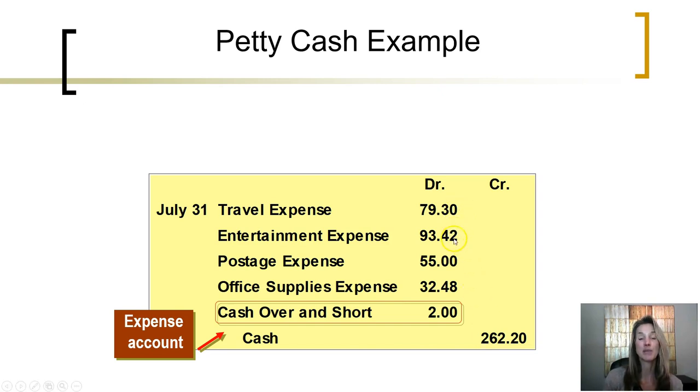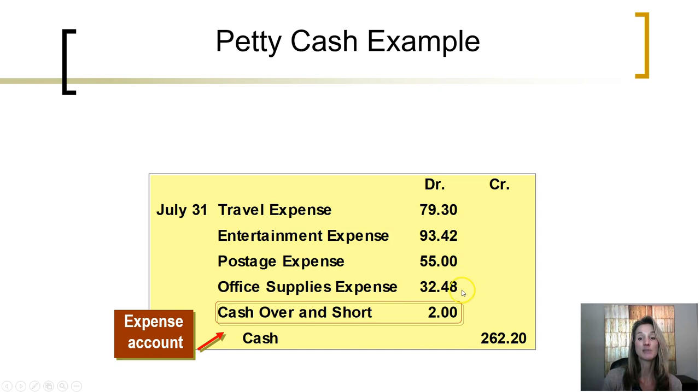Because all of those expenses that had been paid by the petty cash had not been recorded in the general ledger, because as the expenses were paid, the receipts were just put into the lockbox. The general ledger didn't know that those expenses were incurred and paid. So we now need to record all those expenses in the appropriate expense accounts.